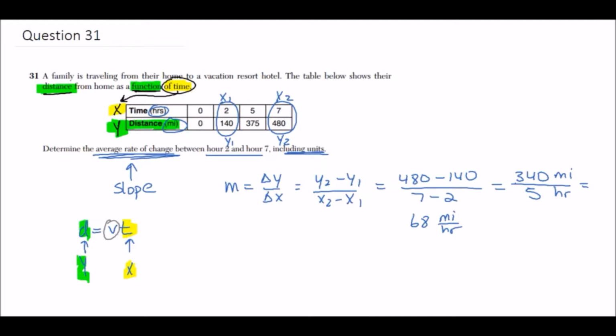And that's it for this question. This is pretty straightforward. You do have to remember the slope formula, and you do have to recognize that the independent variable here is the time, which can be represented by x, and the distance is the y, or the dependent variable.